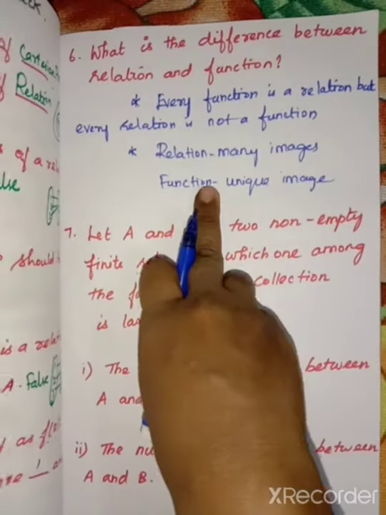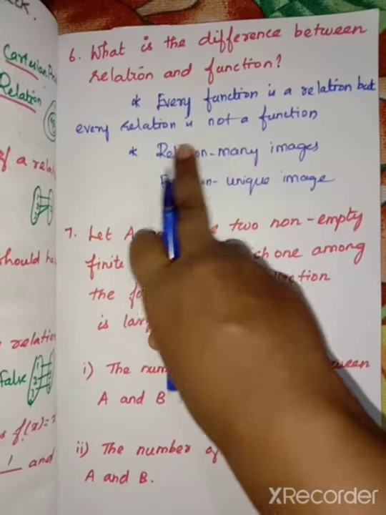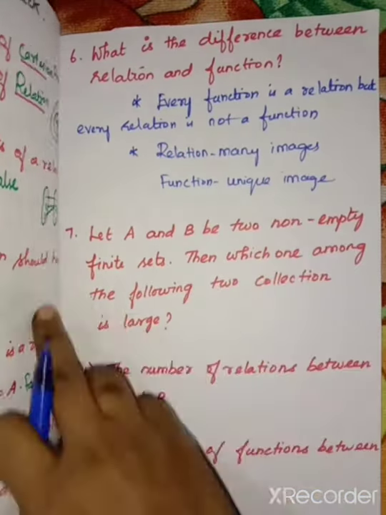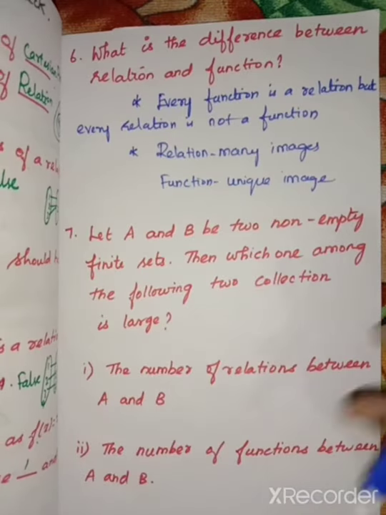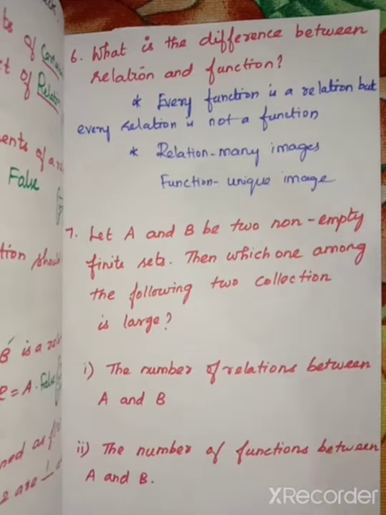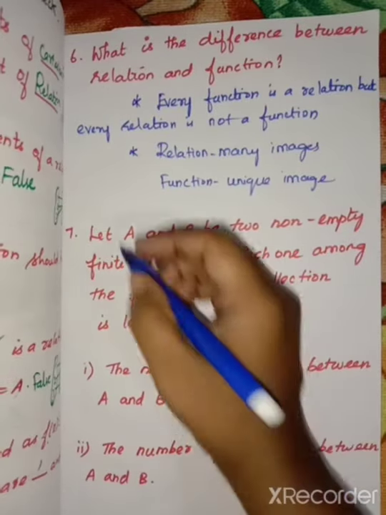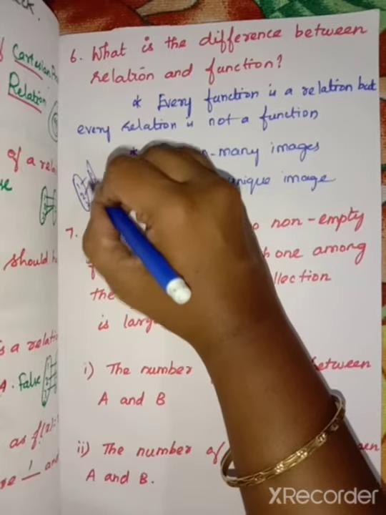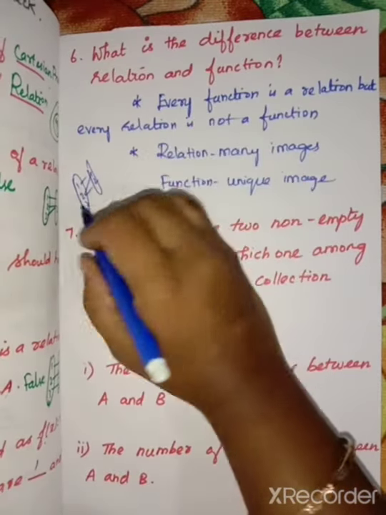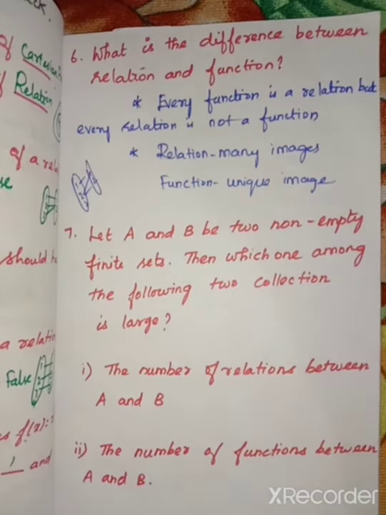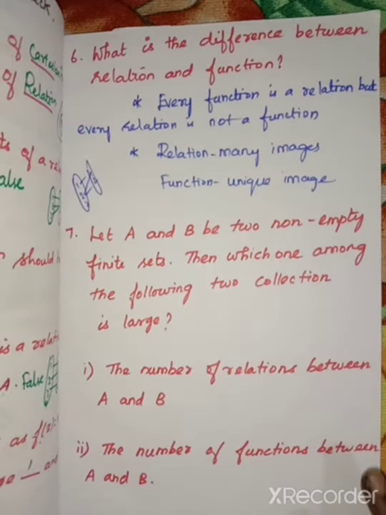Again I will repeat this. This is the difference between relation and function. Every function is a relation, but every relation is not a function. That is one point. Then the second point is that a relation can have many images. For one element, as we have seen, 1 to 2 and so on, this is also correct. For one pair we can have so many images, but for a function we have only one image, that is a unique image.